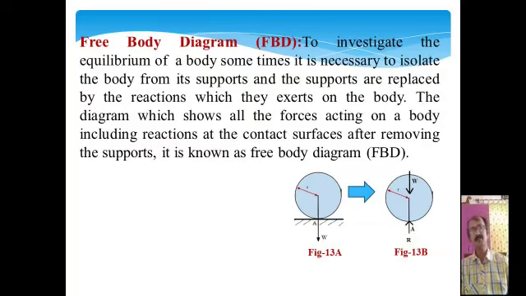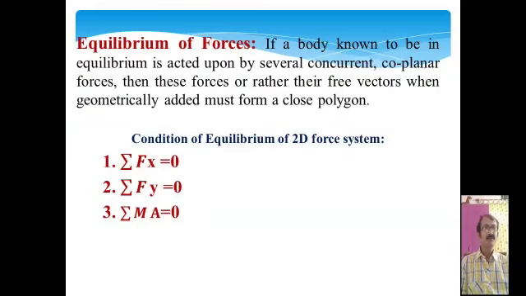Now the equilibrium of forces. If a body known to be in equilibrium is acted upon by several concurrent coplanar forces, then these forces, or rather their free vectors, geometrically added, must form a closed polygon. From the condition of equilibrium, in the case of a two-dimensional force system, summation of Fx equals 0, summation of Fy equals 0, and summation of MA equals 0.